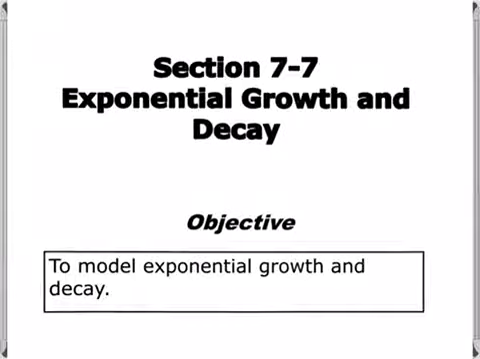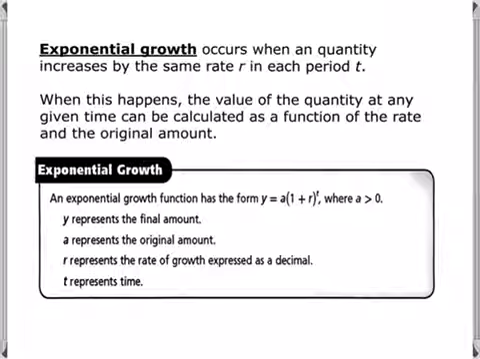Section 7.7, Exponential Growth and Decay. Exponential growth occurs when a quantity increases by the same rate r in each period t. When this happens, the value of the quantity at any given time can be calculated as a function of the rate and the original amount.